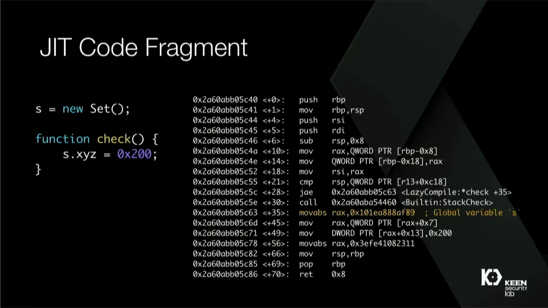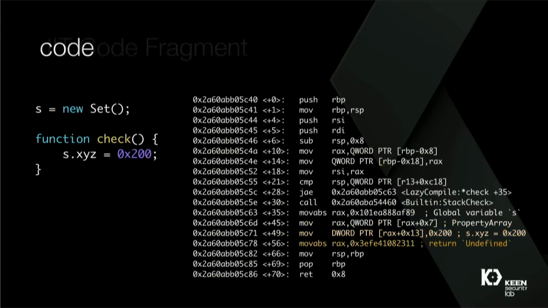First, it takes out the hard coding address from the global variable s. And then it takes out the property array of the global object. Next, it directly writes the number to the first property of the property array. And finally, it returns undefined. We can find that there is no map check in this optimizer function.